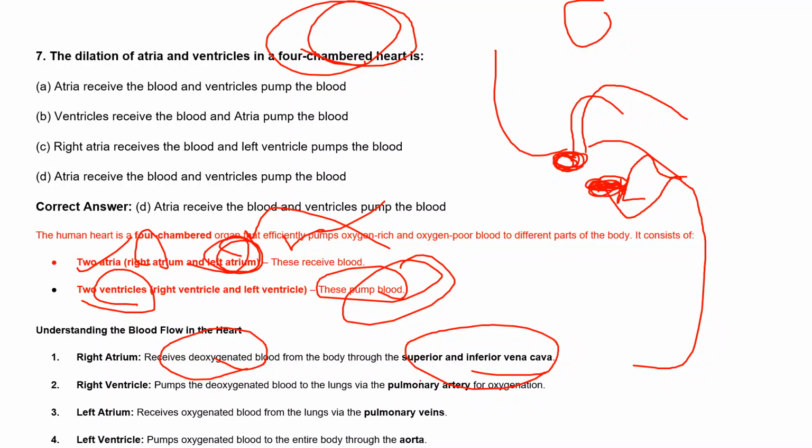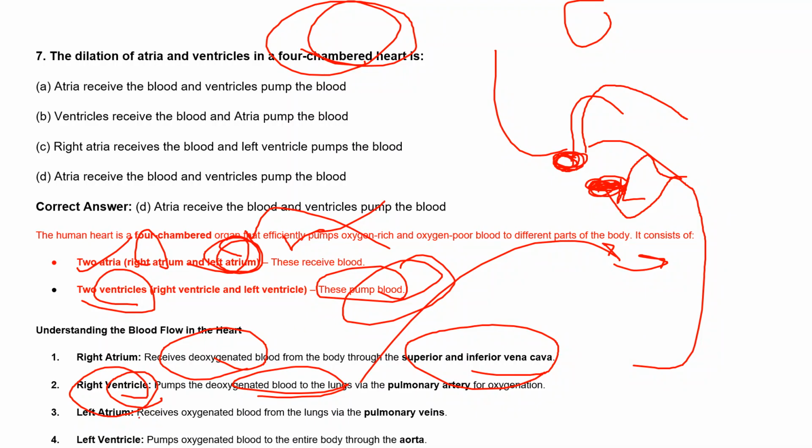So through the superior and inferior vena cava, the right atrium receives the deoxygenated blood from the body, and then this blood goes into the right ventricle. After that, the right ventricle pumps this deoxygenated blood to the lungs through the pulmonary artery so that it can be oxygenated. So with the help of the pulmonary artery, it goes to the lungs for the oxygenation process.